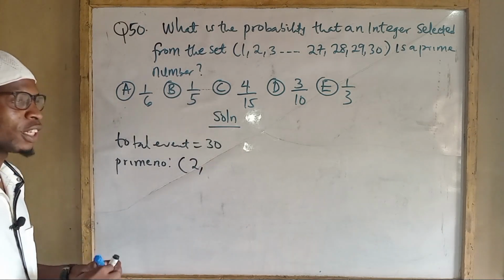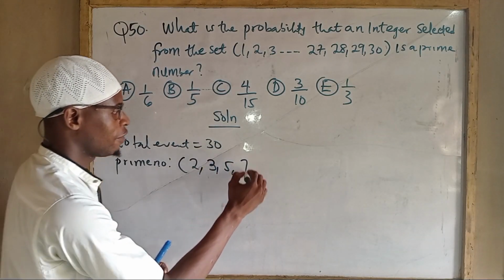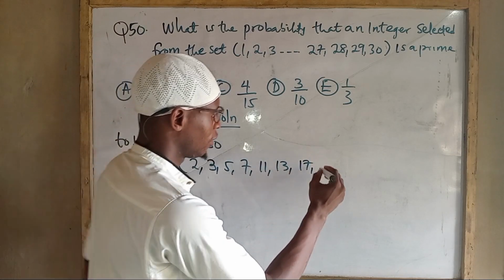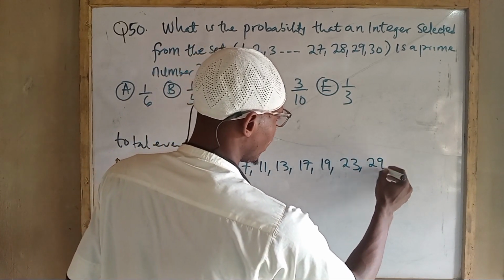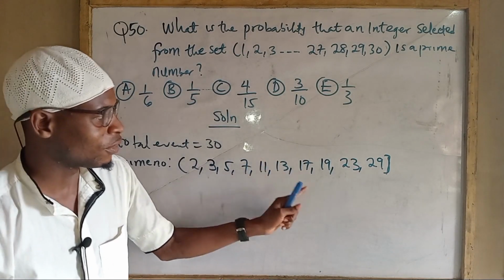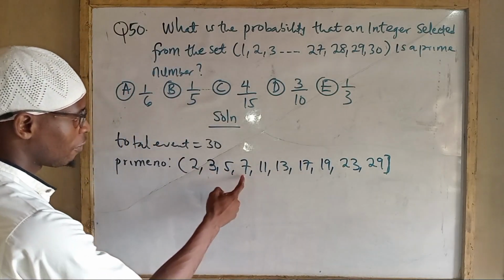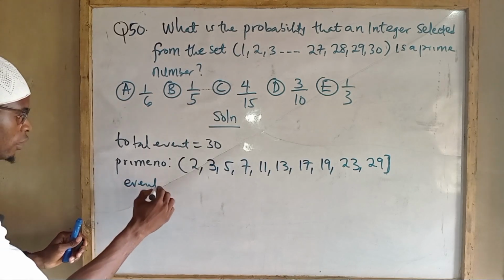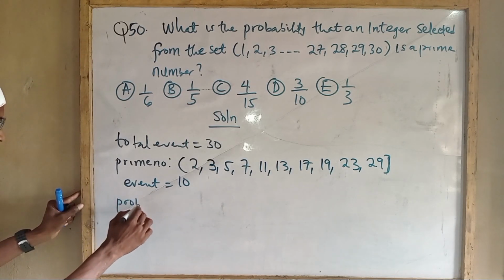Of course, we know that prime numbers are numbers that can divide by 1 and itself, right? So we have 2, 3, 5, 7, 11, 13, 17, 19, 23, and 29. That's what we have as our prime numbers. Good. So how many events do we have there? 1, 2, 3, 4, 5, 6, 7, 8, 9, 10. So we have events to be what? 10.